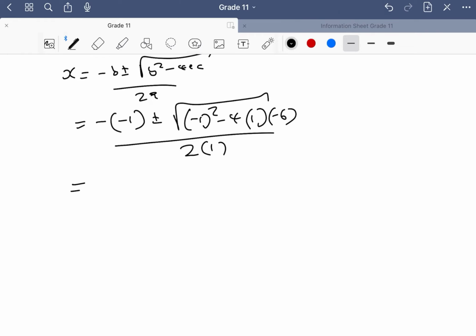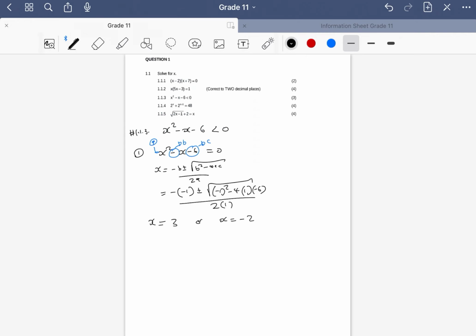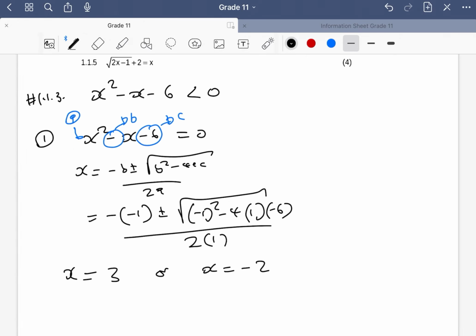Let's start with the plus. Square root of (-1) squared, minus 4 times 1 times -6, divided by 2 times 1. So you get x is equal to 3, or x is equal to, so now where there was a positive, you can just put negative. So your x will be -2. So x is 3 or x is -2, right?